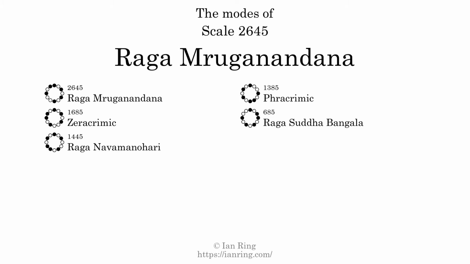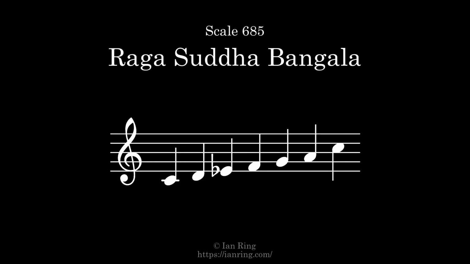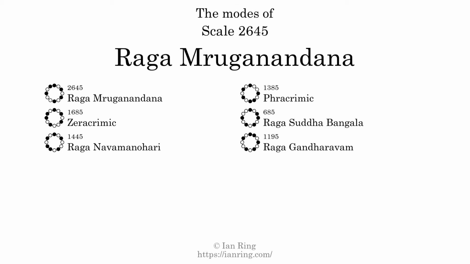The fifth mode is scale 685, also known as Raga Mruganandana. It sounds like this. The sixth and last mode is scale 1195. Also known as Raga Gandharam. It sounds like this.